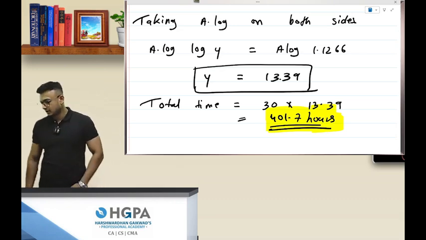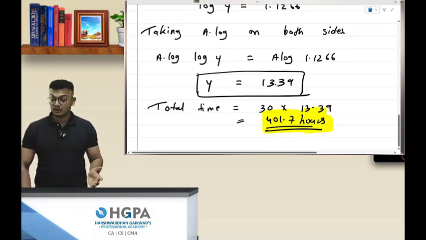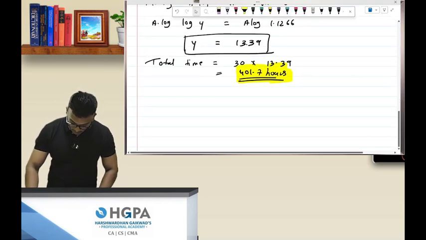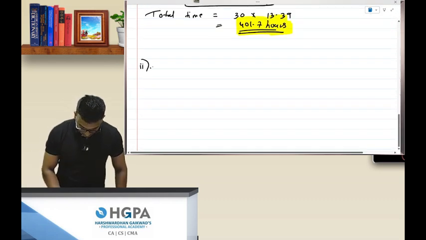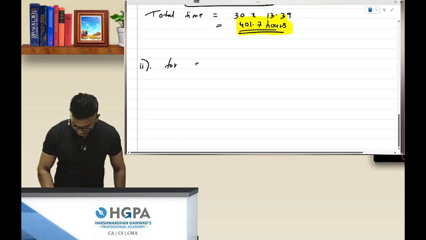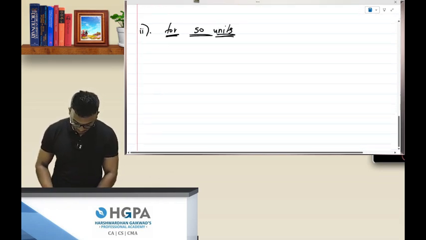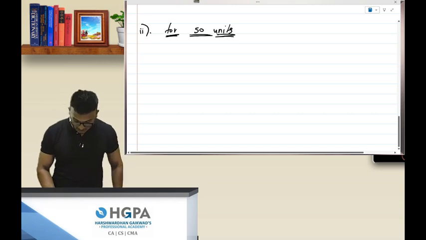Now we have to do the same for 50 also. You cannot use the doubling approach over here. Okay, 401.7 hours. Now we'll do it for the next order, 50 units. Same formula, because we need the time gap between 50 and 30. They asked for an order of 20 units. y is equal to k x raised to s.